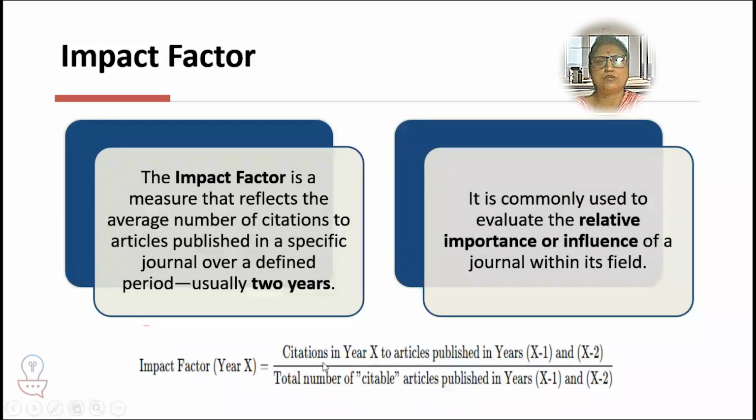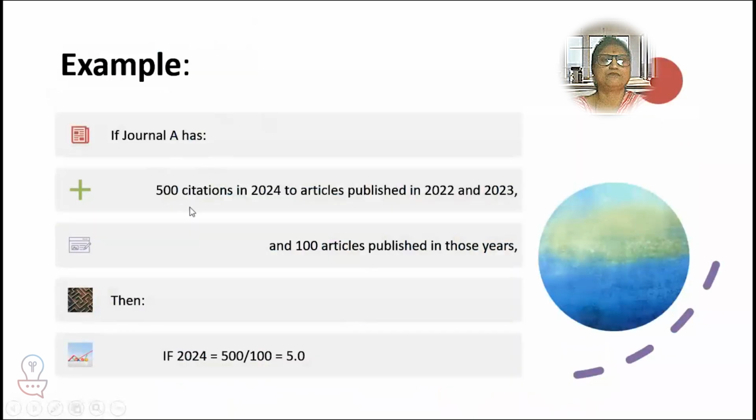Impact factor for a particular year X is equal to citations in year X to articles published in the 2 previous years, X minus 1 and X minus 2, divided by the total number of citable articles published in those 2 previous years. For example, if a journal A has 500 citations in 2024 to articles published in 2022 and 2023, and 100 articles published in those years, then the impact factor for 2024 will be 500 divided by 100, which is 5.